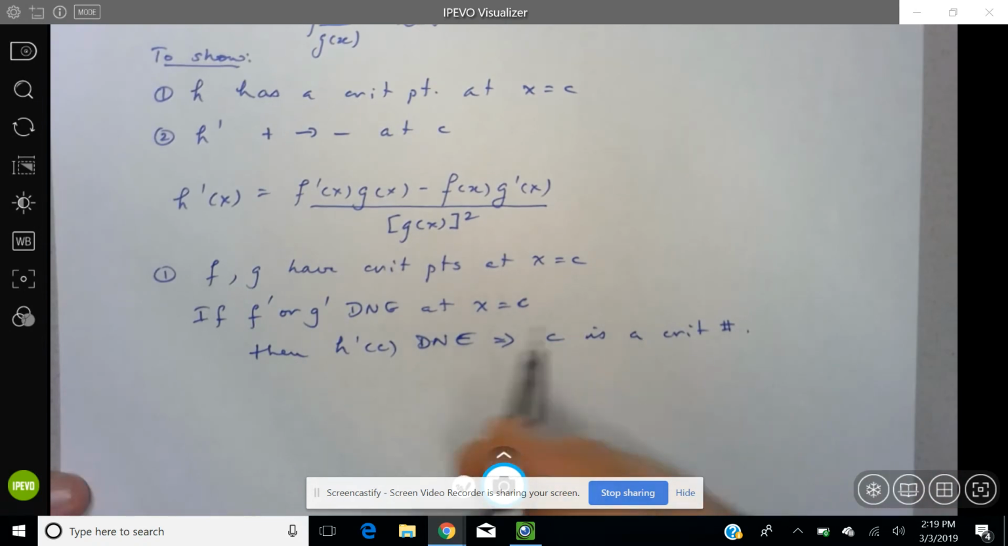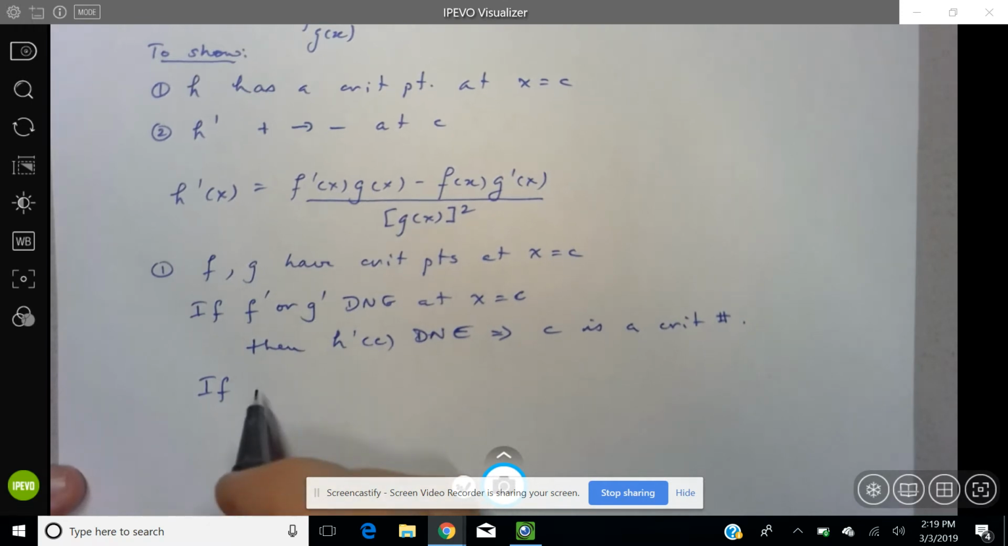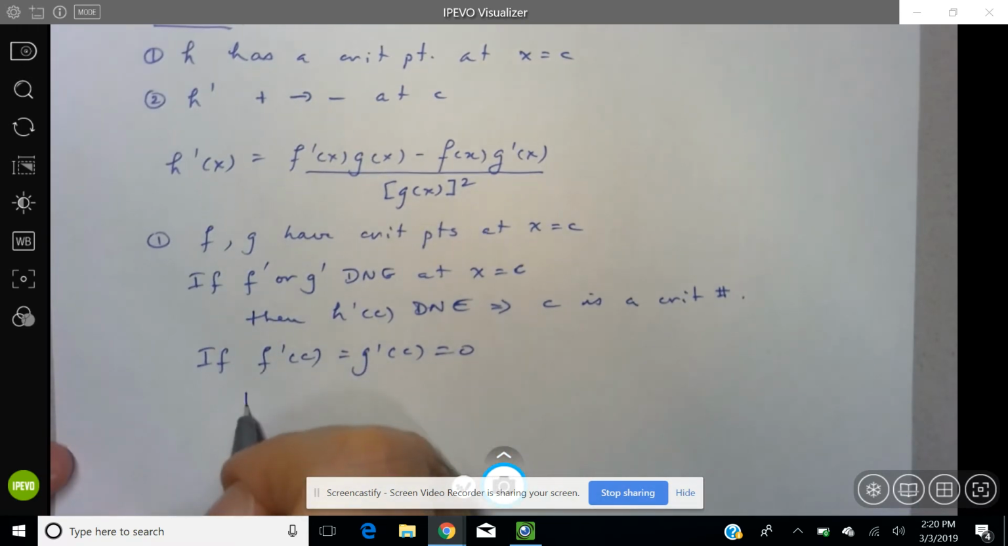Now, the other thing that can happen is that neither of them fails to exist, meaning that they both have to be equal to 0. Remember, c is a critical number for f and g, so if either of them doesn't exist, the only other option is that they're both equal to 0. So if f prime at c and g prime at c are both equal to 0, well then what happens with h prime at c?